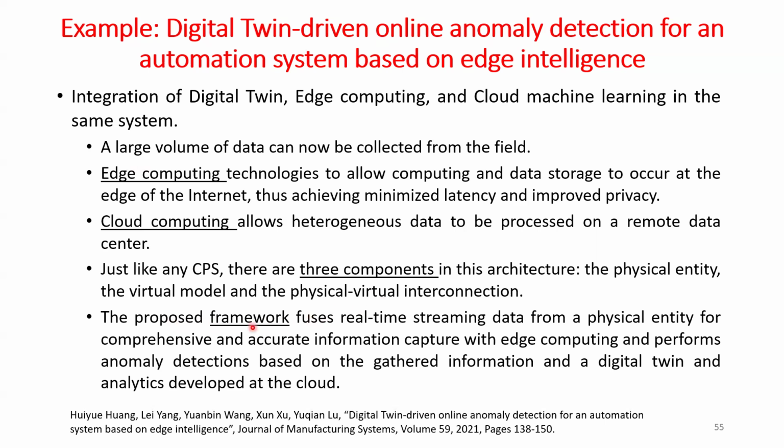The proposed framework, which is from the cited work, fuses the real-time data from the physical system with edge computing to capture accurate information. This is then used to run analytics and anomaly detection models, leveraging both the digital twin and the cloud-based intelligence. So this system allows for continuous monitoring, timely fault detection, and smarter decision making in the automation system.